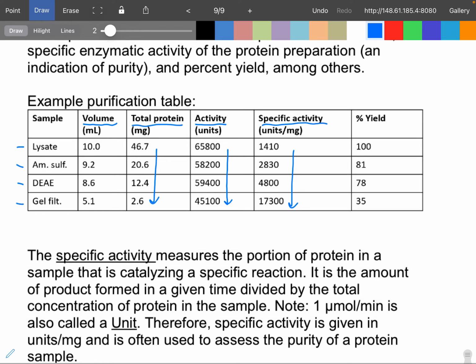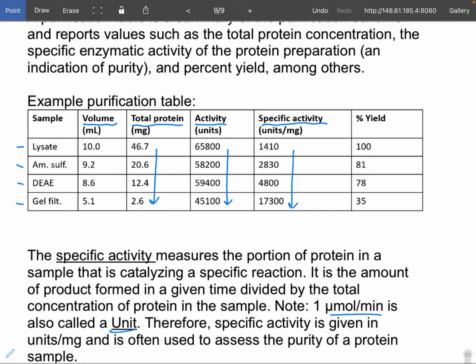And as we saw with assignment 4, we introduced this thing called a unit, and that is a micromole of product produced per minute. So that's an activity, a rate of formation of product over time. That's what activity is. And so dividing that activity by the total protein in the sample gets us this thing called specific activity. And that's purity, right? As we go along the process, hopefully we're getting a much purer sample in the end with a very high specific activity.